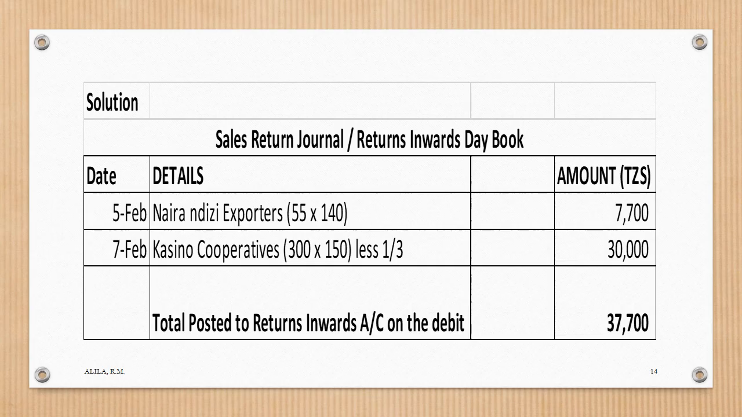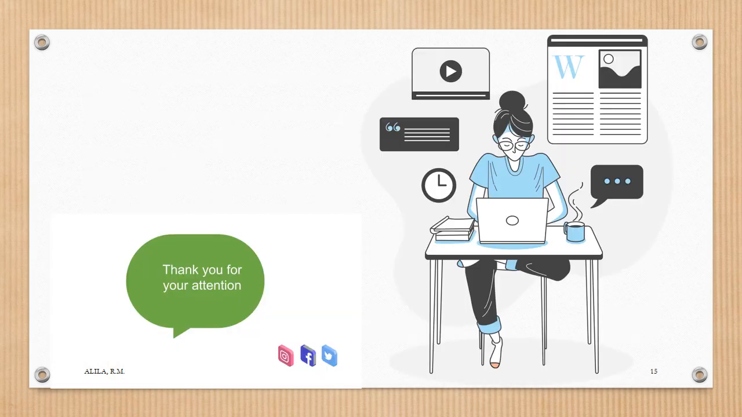So the total to be debited to the return inward account is 37,700. This marks the end of the presentation.